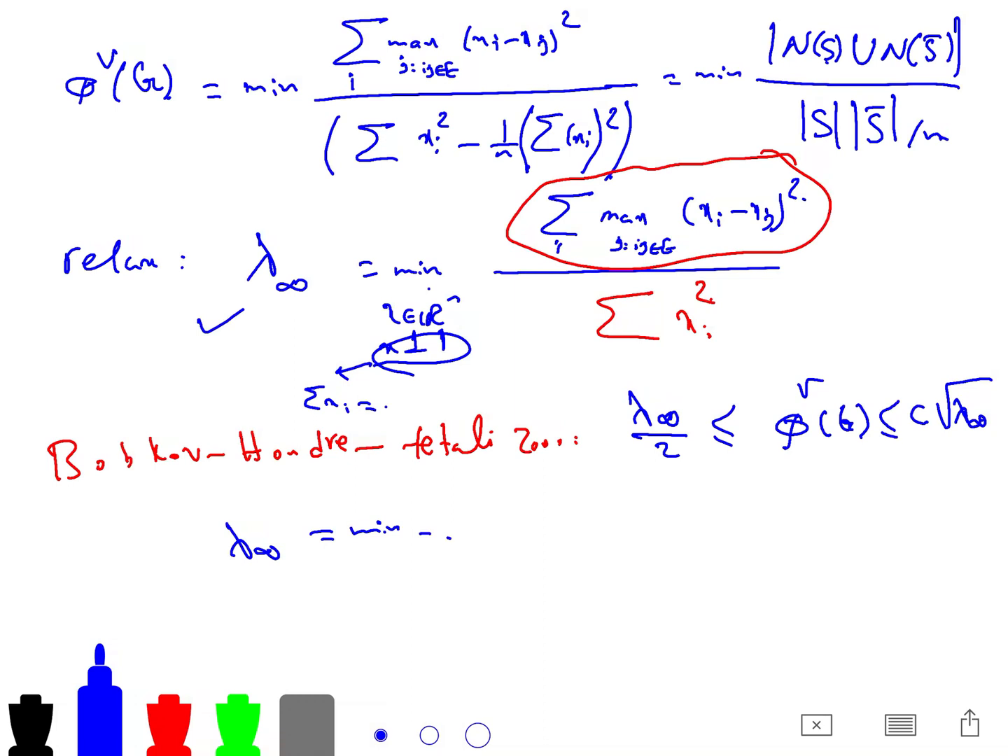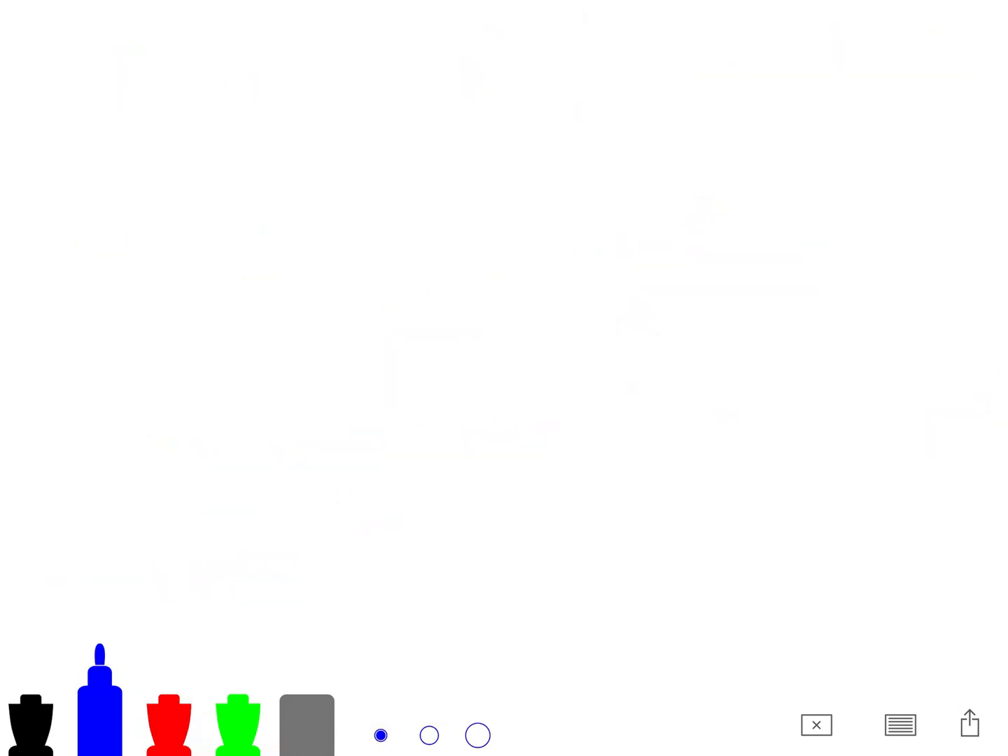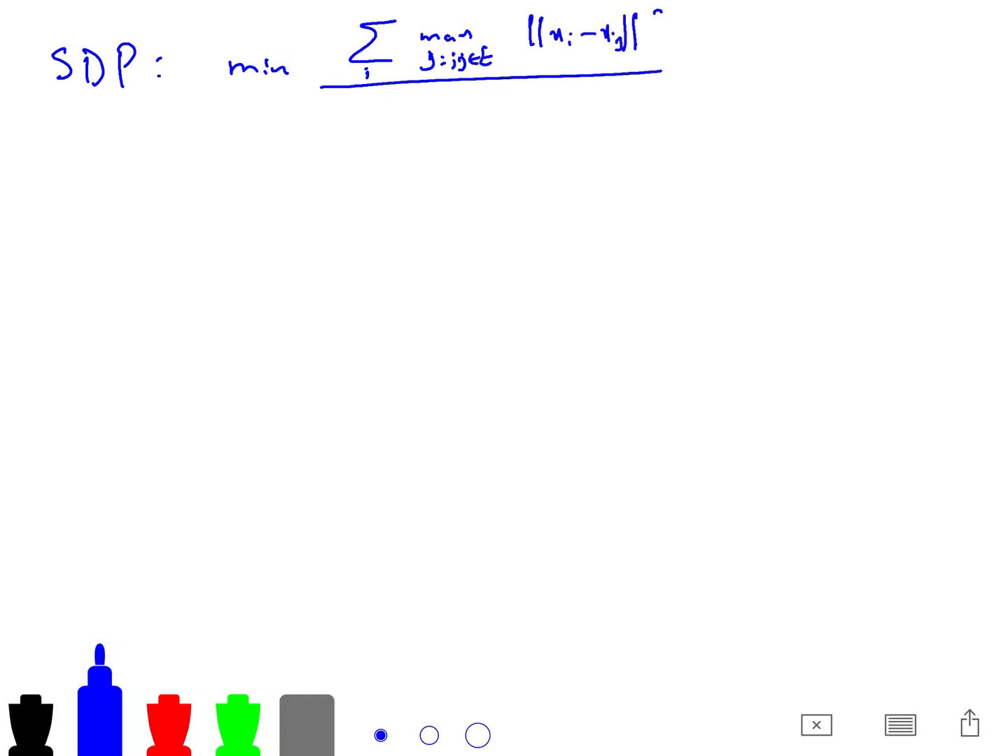So what I want to say is, how do you compute this lambda infinity? And you answer, use SDP, as you use for many problems in computer science. In SDP we minimize, and in the denominator everything is linear, the maximum over ij in E of xi minus xj squared. So from numbers, you go to inner products. So you go to the Hilbert space.